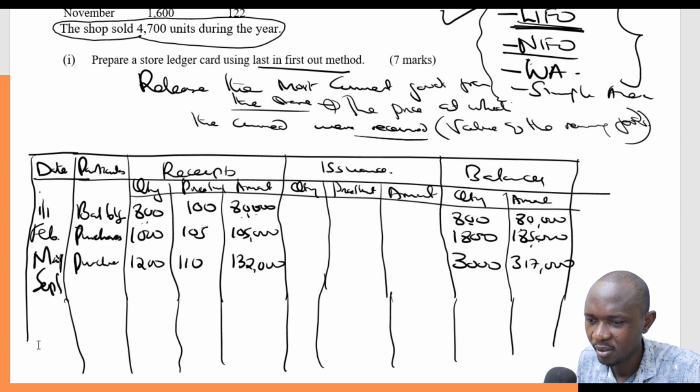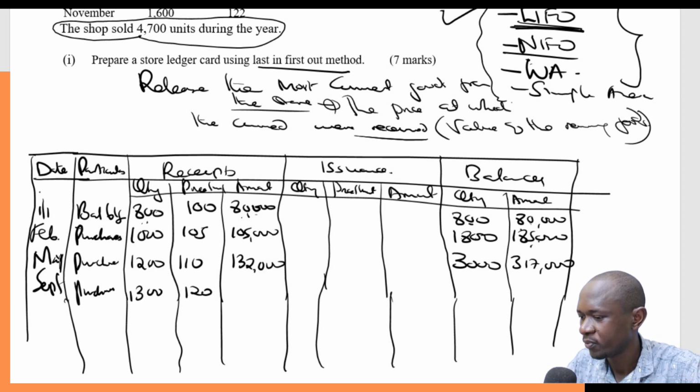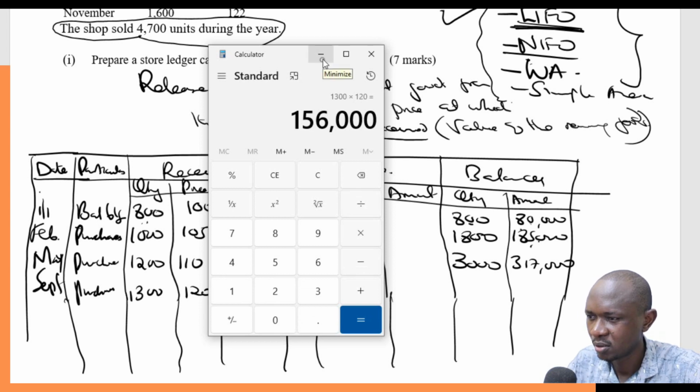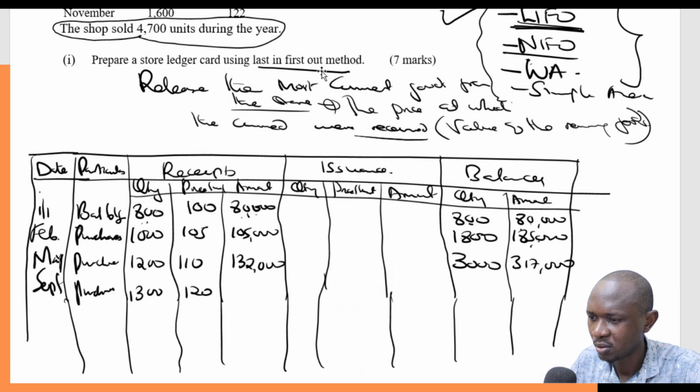September purchases. How many goods did we purchase? 1,300. At how much? 120 each. So 1,300 times 120. This gives us 156,000.